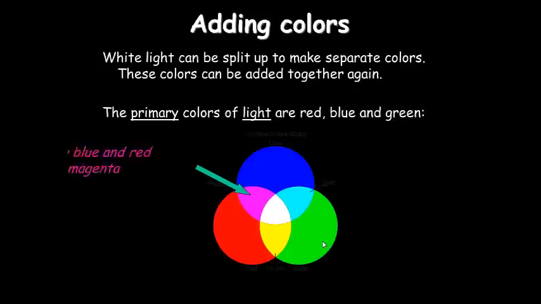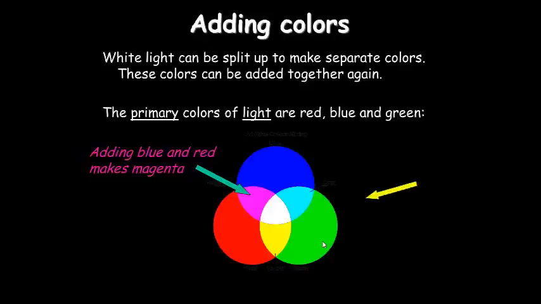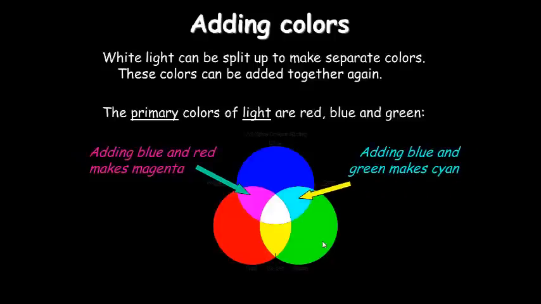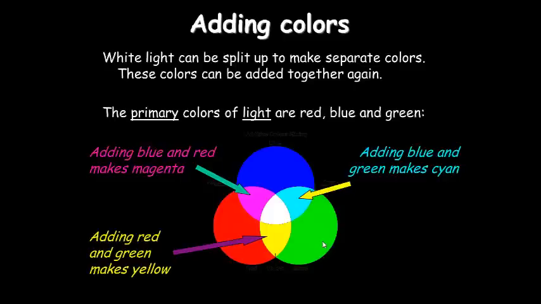When we mix red and blue together, we get magenta. Mixing blue and green together makes cyan. Mixing red and green together makes yellow. What you're looking at is that additive color wheel. All 3 of these primary colors get added together to form white light. Now would be a good time to hit the pause button and copy this color wheel down.